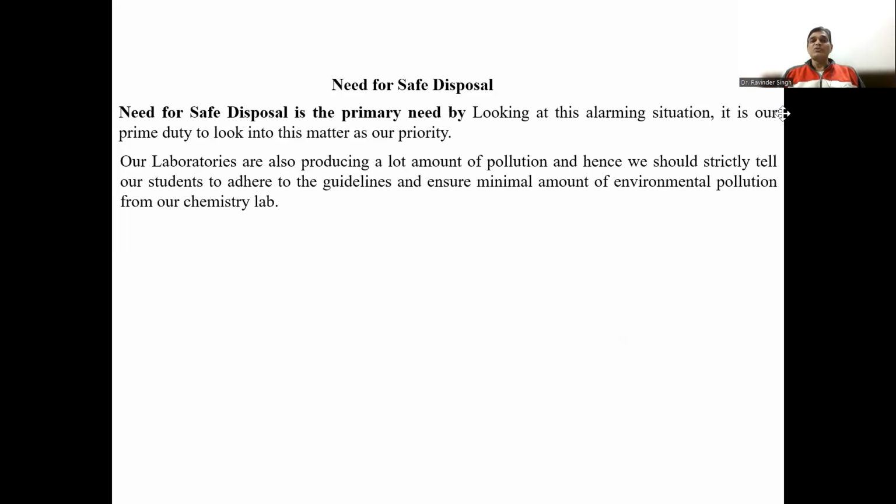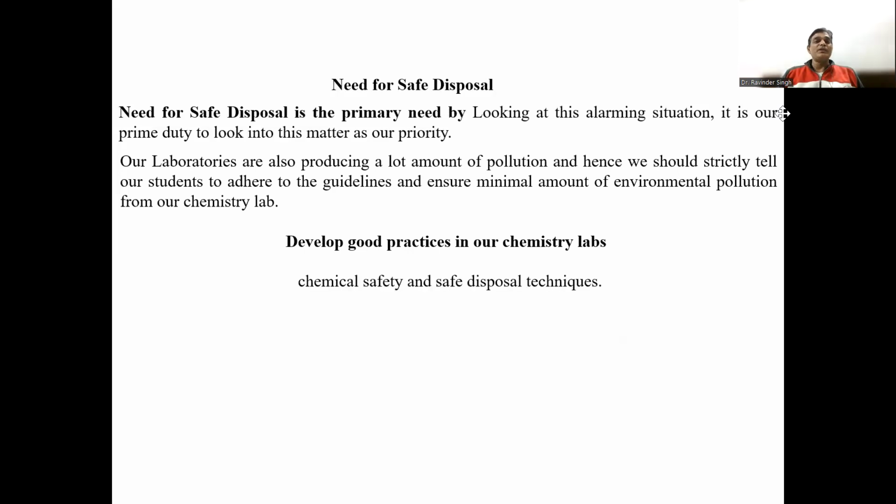Our laboratories are also producing a large amount of pollution. Hence, we should strictly tell our students to adhere to all the guidelines which are issued from time to time, and also to ensure a minimal amount of environmental pollution from our chemistry laboratory. We must develop very good practices in our chemistry laboratory. We must have all the knowledge about chemical safety and about safe disposal techniques.